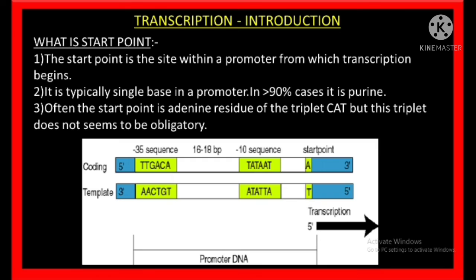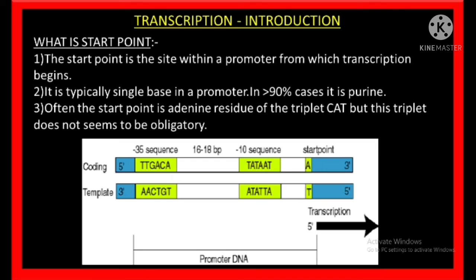The start point is the site within a promoter from which transcription begins. It is typically a single base in a promoter. In more than 90% of cases it is a purine, and often the start point is the adenine residue of a triplet CAT, but this triplet does not seem to be obligatory.